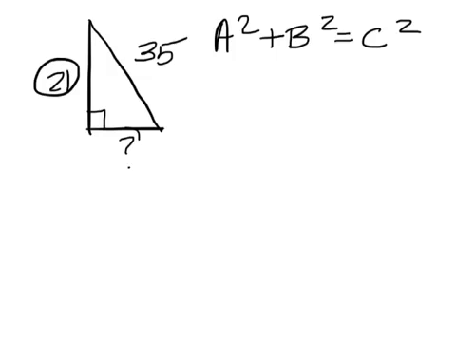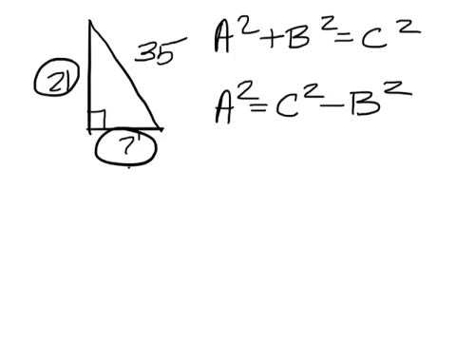Anytime you're missing a leg, it doesn't matter which one. Remember I told you that you can label them either A or B. It's not going to make a difference. If you're missing a leg, you want to use this formula: a squared equals c squared minus b squared. This is if you're missing a leg. Usually the smaller leg is the A and the larger leg is the B, but it's not going to matter in terms of the formula.